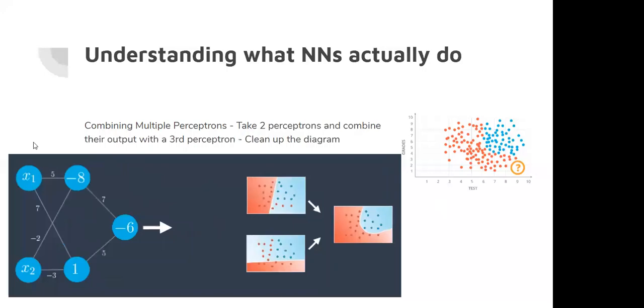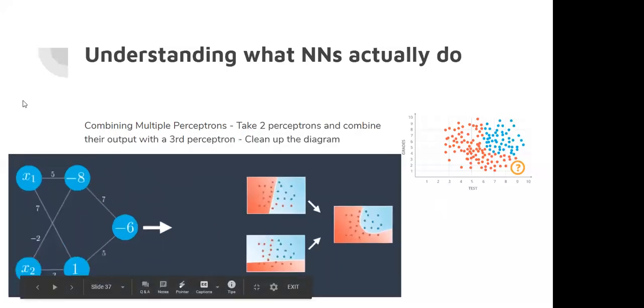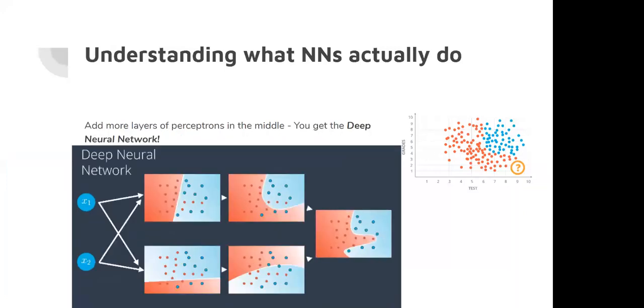By the way, this diagram and this diagram are the same. There's no difference. This is just a better way to represent it. That's how we draw neural networks. What we are doing is combining two perceptrons with a third perceptron, and the output that we are getting is a non-linear boundary, which is absolutely amazing.